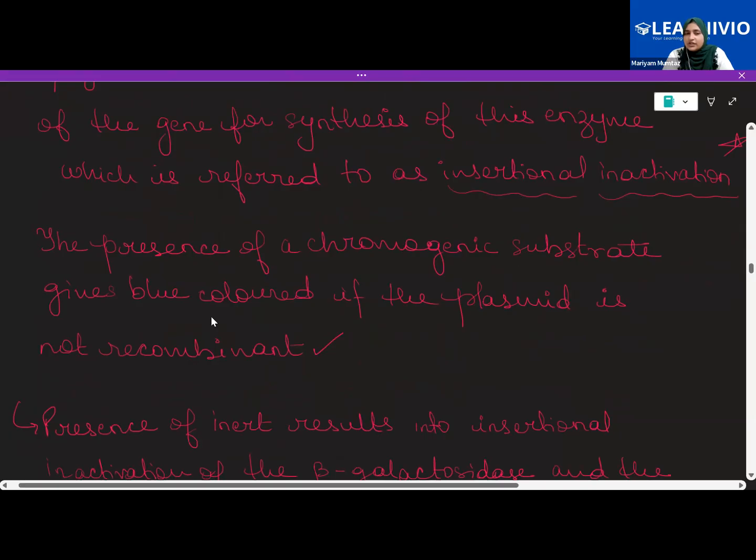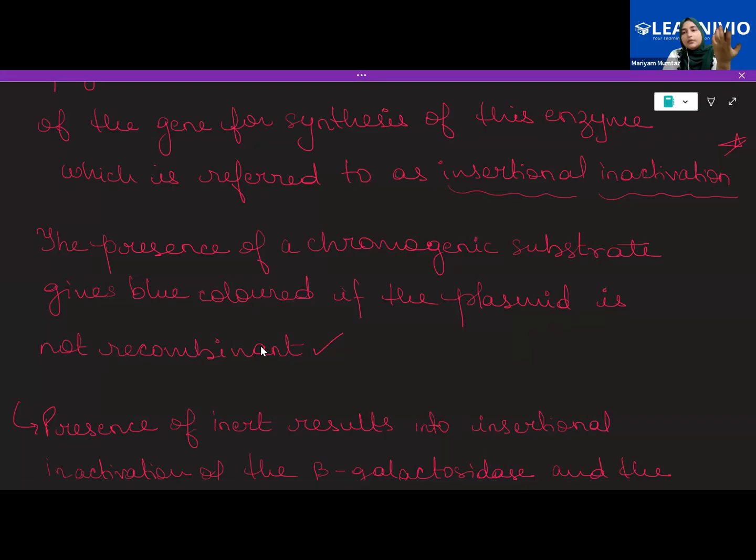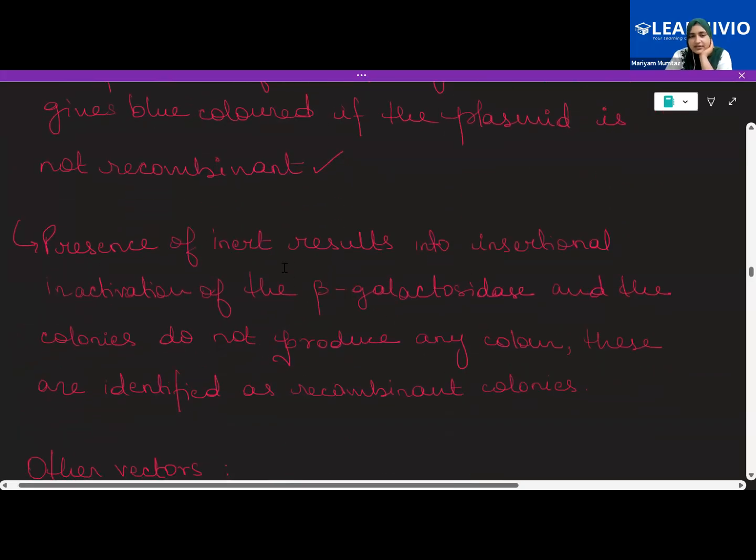Now, the presence of chromogenic substrate gives blue color if the plasmid is non-recombinant. See, if you have put the gene successfully, it will not give a blue color because beta-galactosidase will get inactivated because of insertional inactivation. So, the bacteria that produces a white colony is your transformant, whereas the bacteria that produces a blue colony is a non-recombinant or non-transformant. Clear?